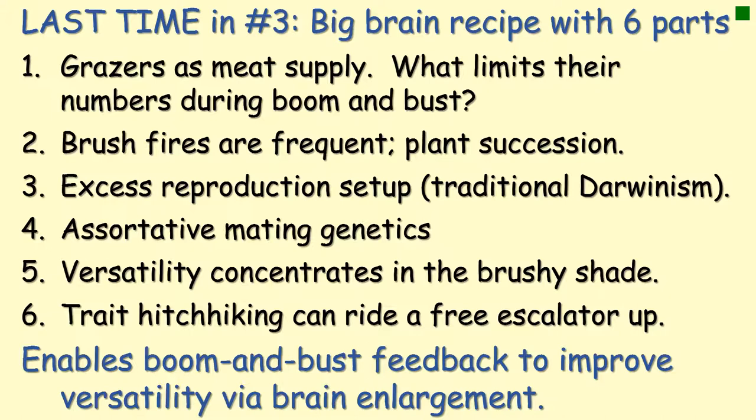We discussed, in the context of the brush surrounding a grassland, the assorted mating genetics. We discussed versatility, things like tool making, food preparation, and such, would tend to concentrate in the brushy shade. Finally, we discussed how all this leads to trait hitchhiking, how traits get more or less a free ride without the usual constraints imposed by selective survival, which normally is what drives most evolutionary change. All six traits enable a boom and bust feedback loop that improves versatility, but does it via enlarging the brain first.